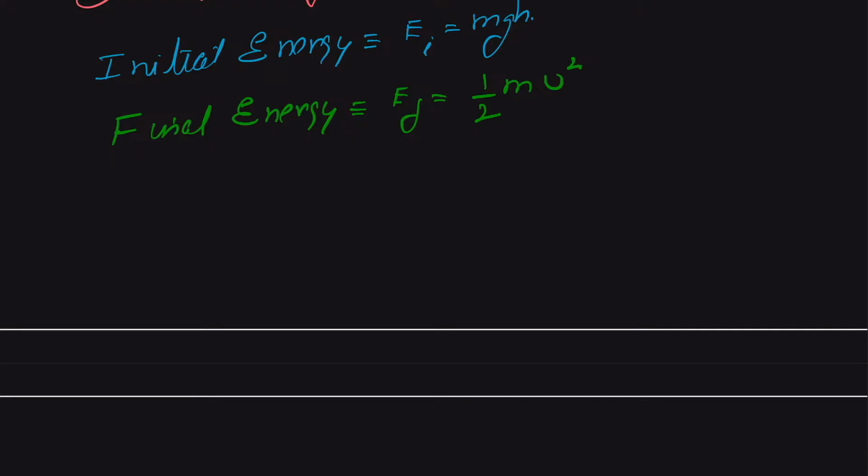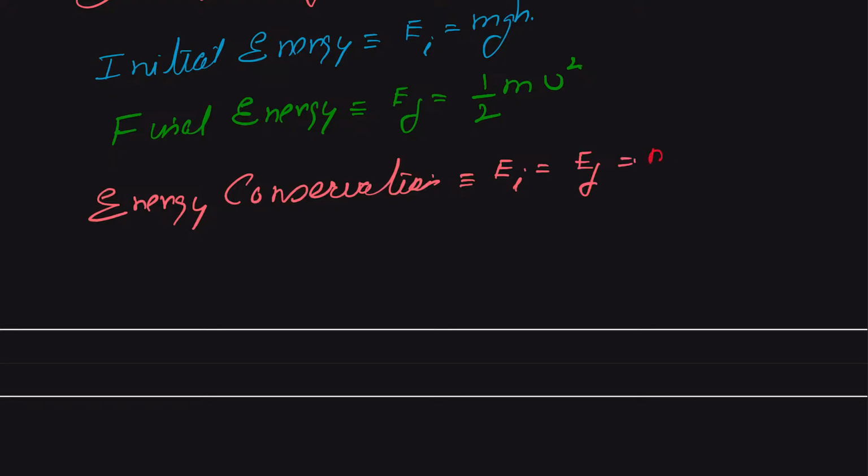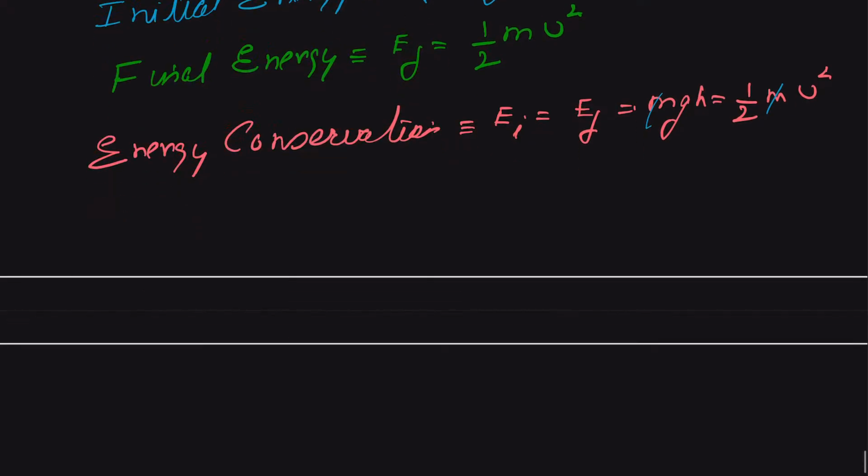Now we come to our energy conservation. Initial is equal to final, which gives us mgh equal to half m v square. So mass and mass cancel out. Therefore we get that the velocity just before the impact will be equal to the square root of 2gh.